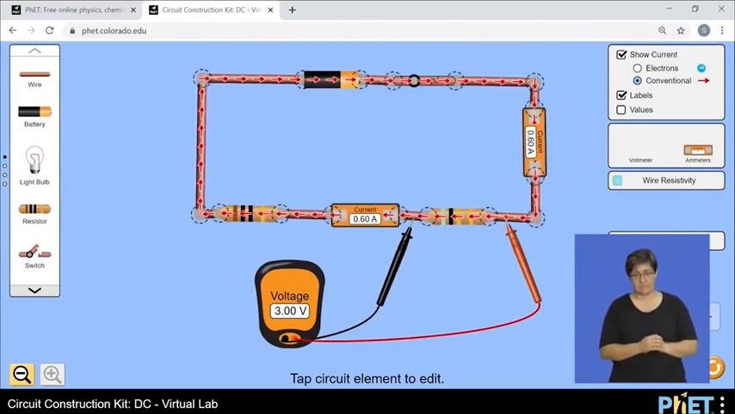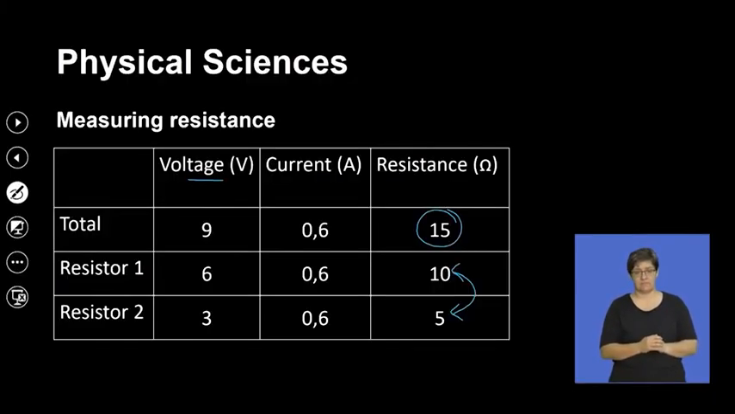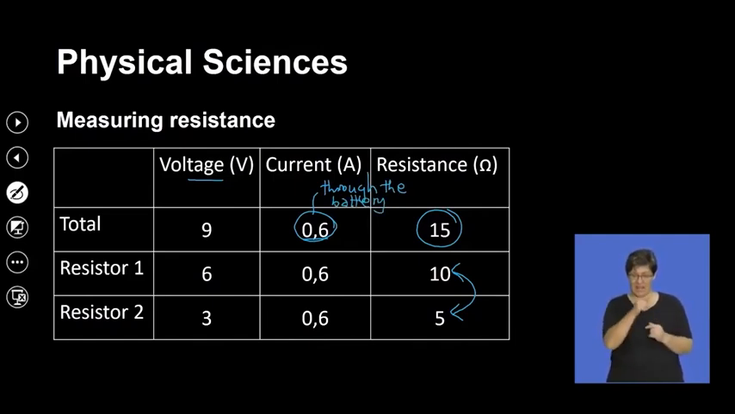Right. If we go back to our circuit, we can verify that we had 0.6 amperes through the battery. So the total current is through the battery. We need to be very careful about that, because this is through the battery. Now this is through R1. This is through R2. Right. So what do we notice exactly?